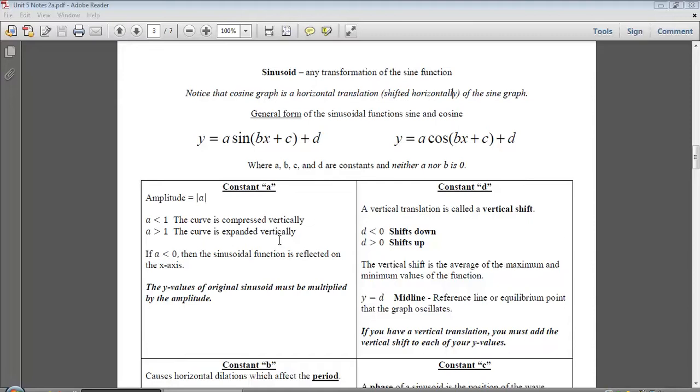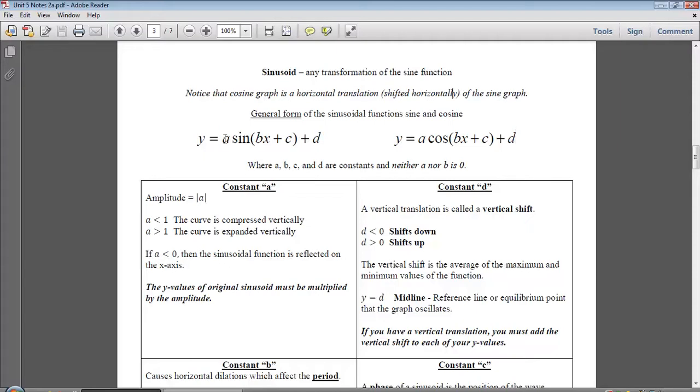Alright, in this video, I want to show you how to graph sine curves, also known as sinusoids, which is any transformation of the sine function. We're going to have a general form for our formulas, and if we're dealing with a sine curve, the form is going to be this, and if we're dealing with a cosine curve, the form is going to be this. If the data starts at the midline, we're going to use sine. If the data starts at a maximum, we're going to use the cosine.